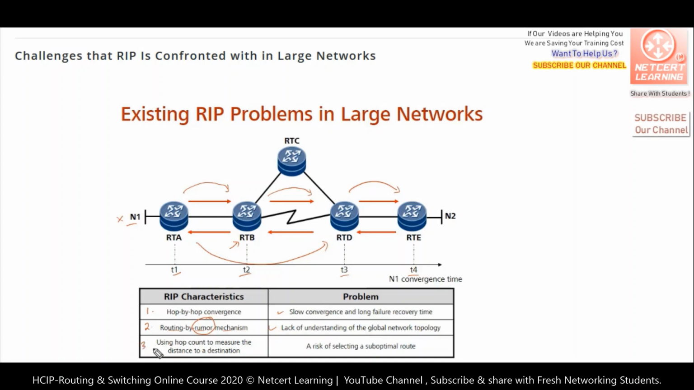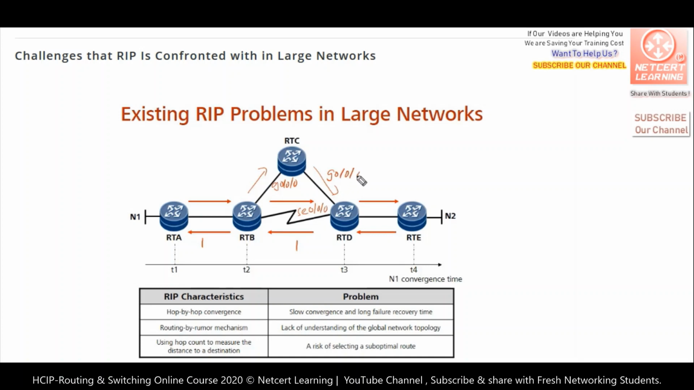The third weakness of RIP is using hop count to measure the distance to the destination. If you look at this diagram, router A will send to router B, so it is one hop away. Router B sends to router D, so again it is one hop. So we have one hop here, one hop here. But router B also will send to router C and to router D. Now here we have our serial link and we have our gigabit link.